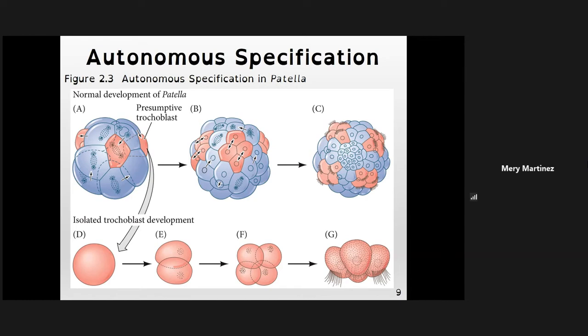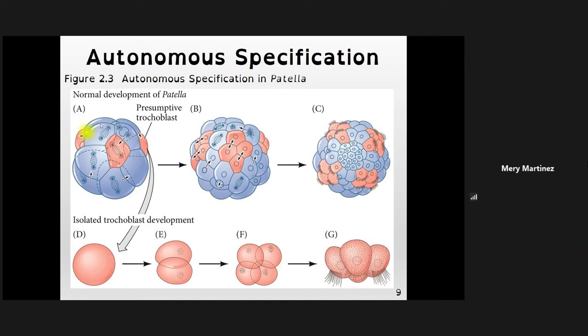Okay, so in A, here, is a 16-cell stage embryo. And the cell that is pink is normally going to become a ciliated cell called the trochoblast. Okay, this is the presumptive trochoblast. In B, we have a 48-cell stage embryo, and in C, we have a ciliated larval stage. So we have all the cells in here. And in D through G, we have the differentiated Patella trochoblast.